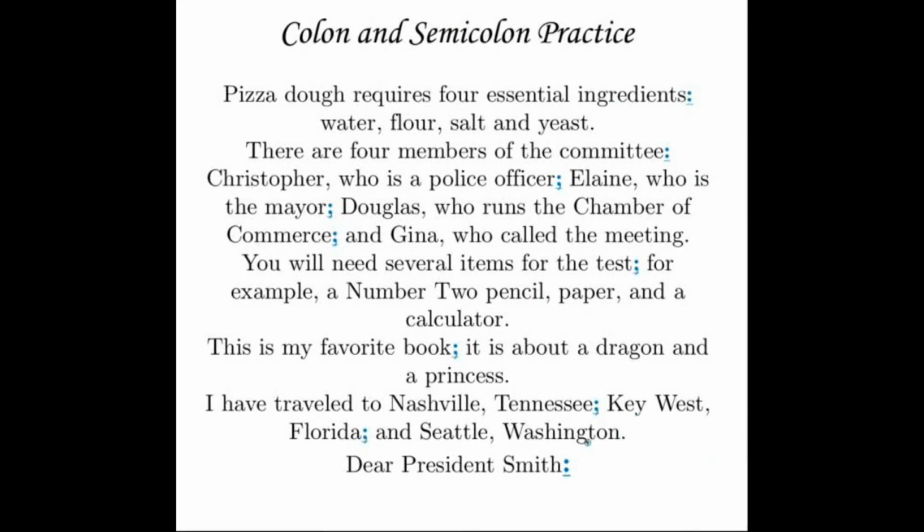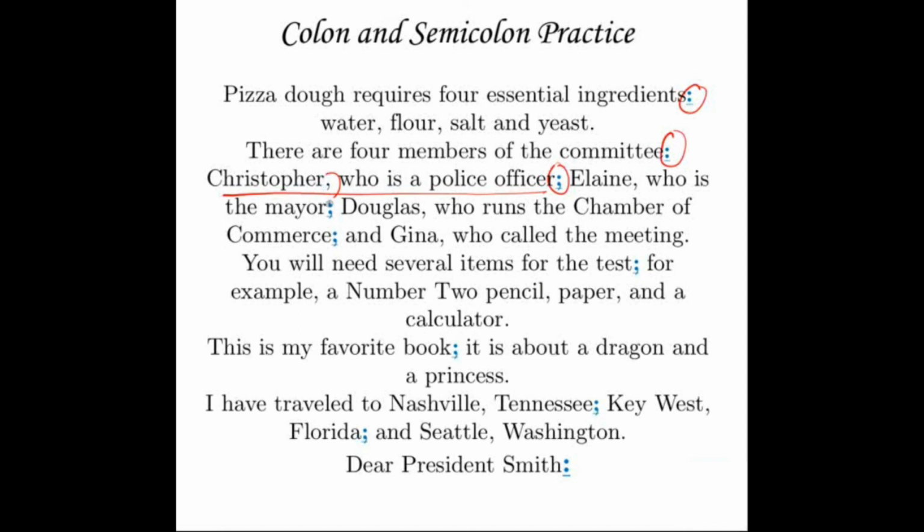Pizza dough requires 4 essential ingredients. It's the start of a list, so we use a colon. Water, flour, salt, and yeast. There are 4 members of the committee. Again, we're about to have a list, so we have a colon. Christopher, who is a police officer, semicolon. That's because Christopher, who is a police officer, is one member of the committee. That's one person. And we've got a comma right in the middle of that unit in the series, so we have to use semicolons to separate the units. Otherwise, people just get confused.